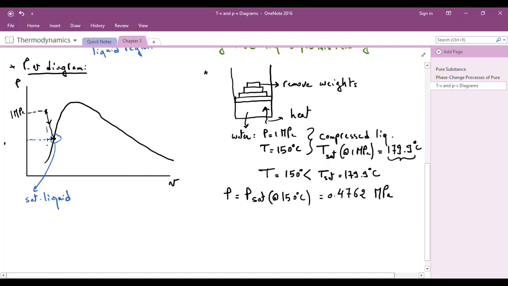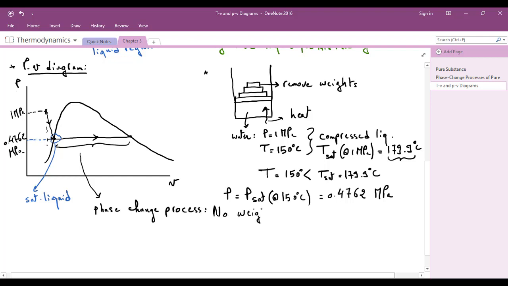So the pressure of 0.4762 megapascal, which happens to be the saturation pressure at this temperature, and we will now start having phase change. So during the phase change process, we will supply heat, but we will not remove any weight. So during this process, the phase change process, so no weights removal. Why we won't remove any weight?